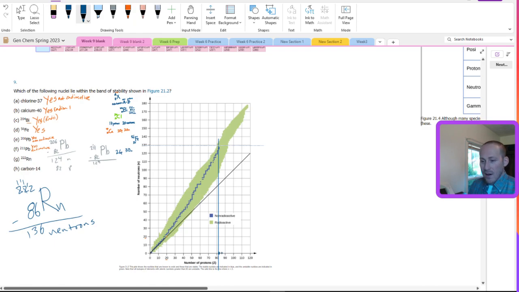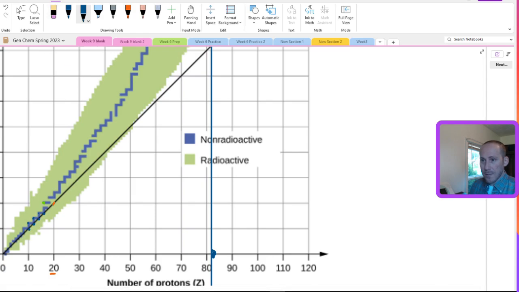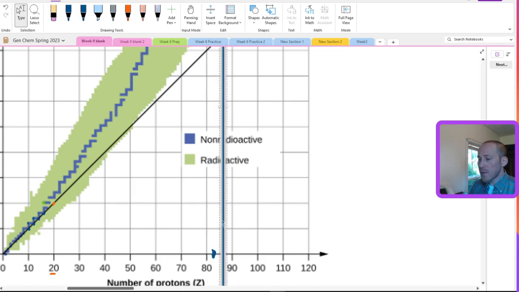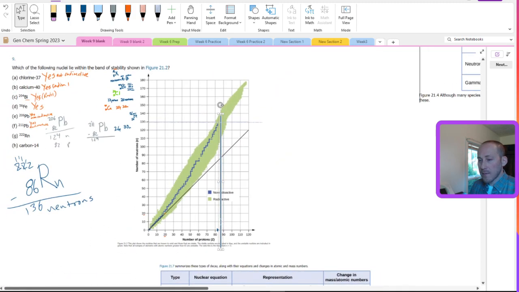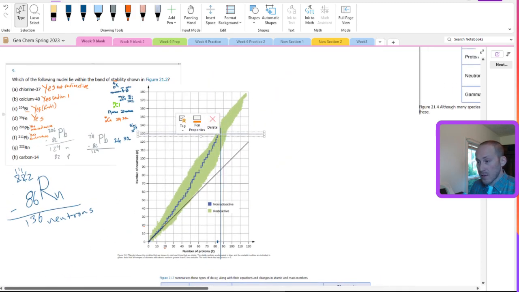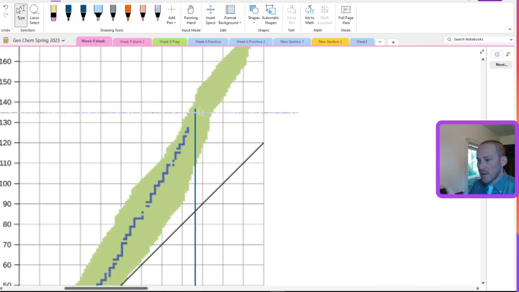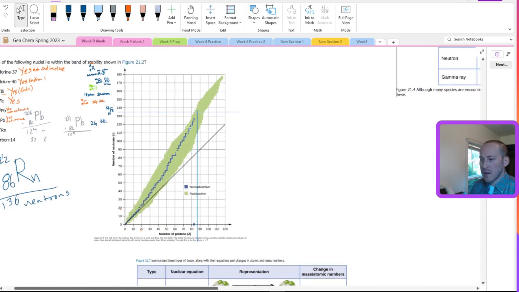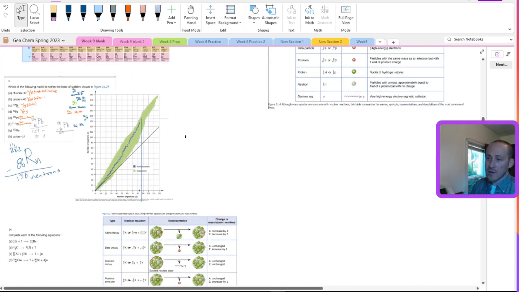Anyway, let's see if 86, right about there, and 136 on this band. It looks like we still are. We're still in the band. Okay, right there's our intersection. But we are radioactive for sure. And of course, radon is famously radioactive, so that makes sense.